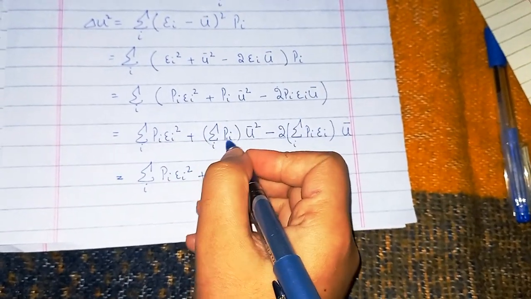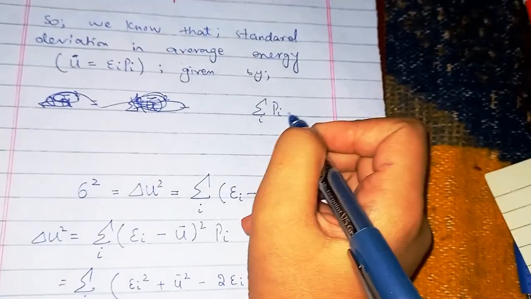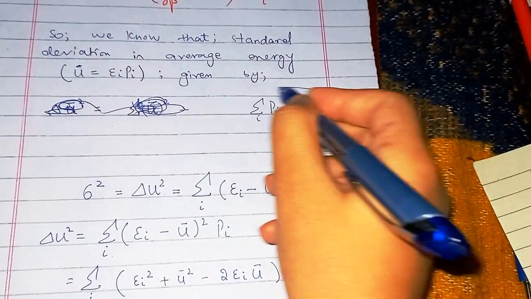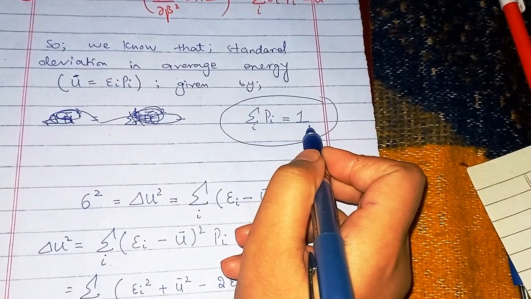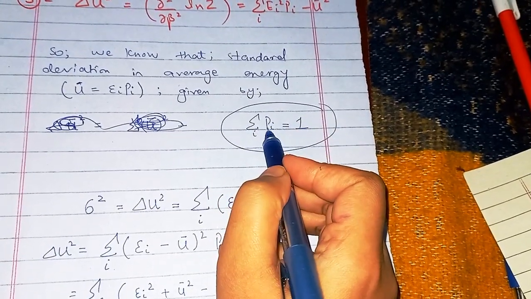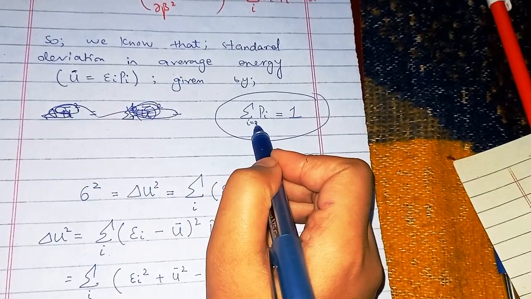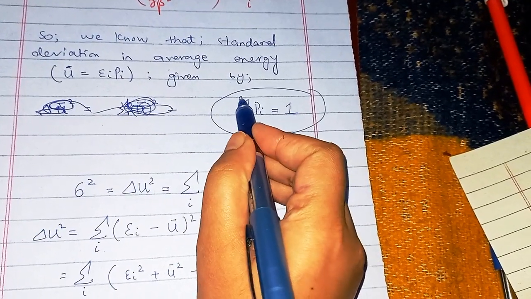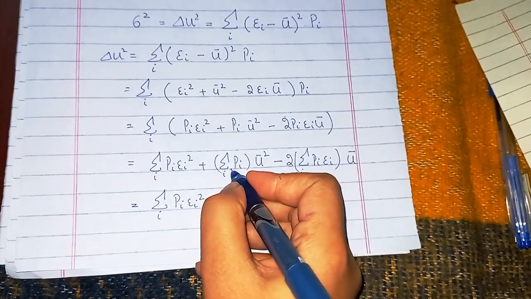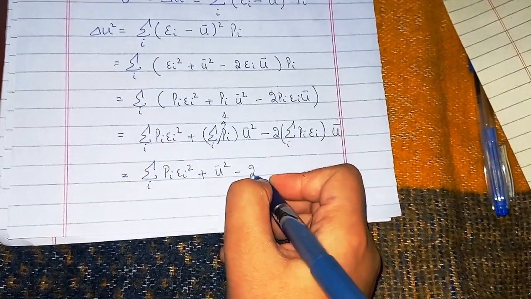Now here, summation i pi, what does that mean? Summation i pi means the summation of all probabilities, which should equal 1 by rule. Okay, the total summation of probabilities is always equal to 1. There is no term being multiplied here, nothing else, only probabilities. All of the probabilities are being added because the summation runs from the minimum state to the maximum state, so that should equal 1. So instead of this, we'll write 1 here, so it's u bar square left, then minus 2 as it is.